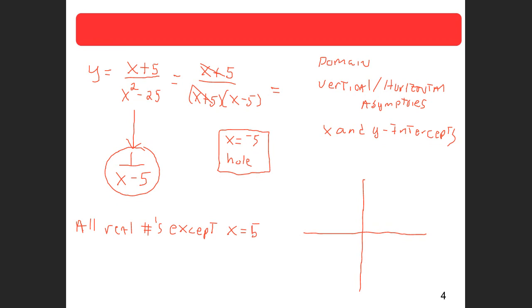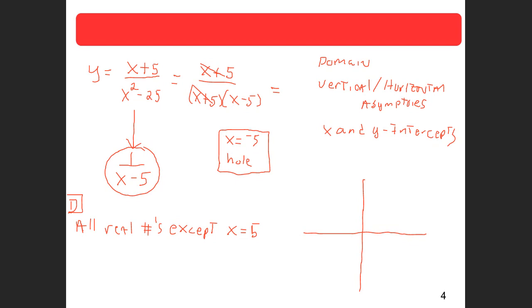A lot of people would say, but Mr. Shanklin, the domain is all real numbers except +5 and -5. And I would say, no, it's not, because the x plus 5 on top and bottom cross off. That means at -5 there's just a hole, but it's still a function at that point. So the domain here is all real numbers except x equals 5. Does that make sense, how to find domain? You do have to say all real numbers except x equals 5.